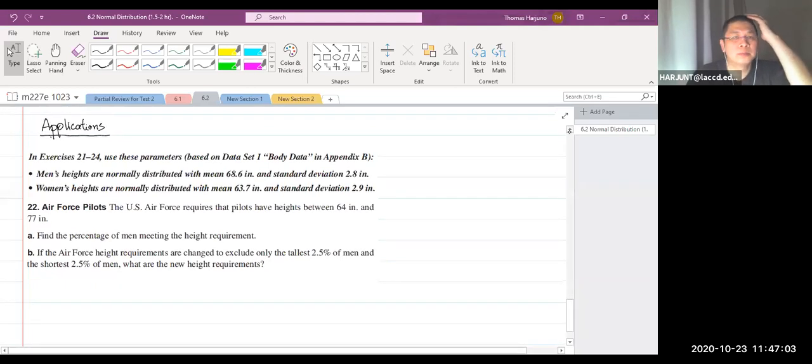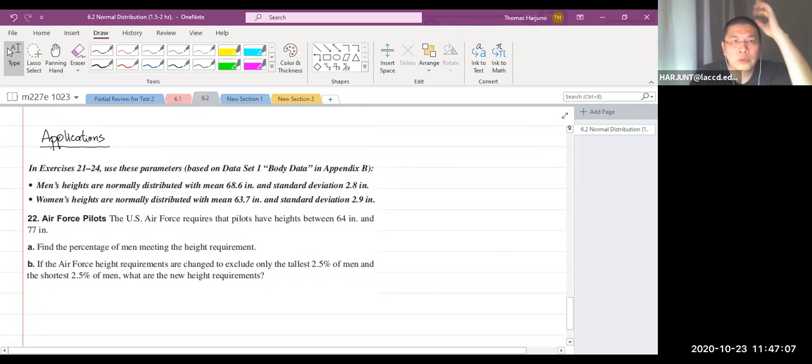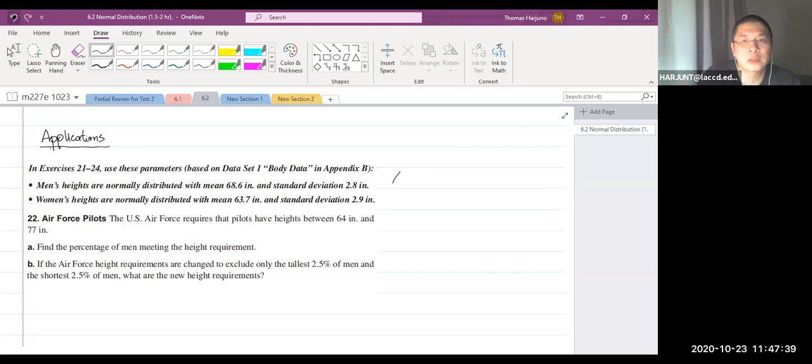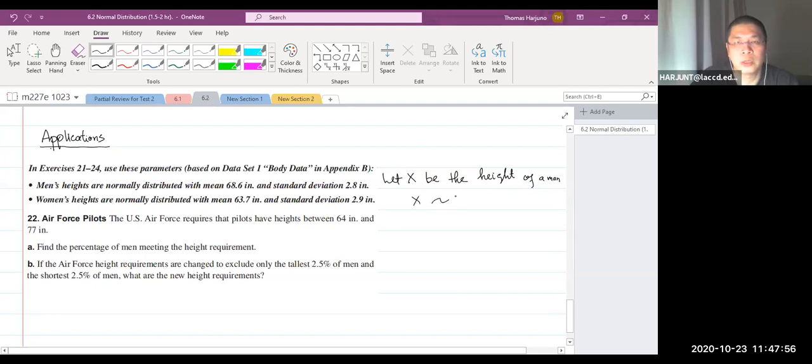Okay, let's start with this application problem. In exercises 21 to 24, we will use the following information. The question for number 22A: find the percentage of men meeting the height requirement. And part B: if the Air Force height requirement changes, what is the new height requirement? Both cases A and B are for men. So let X be the height of a man. The height is normally distributed with mean 68.6 and standard deviation 2.8, so the variance is 2.8 squared.